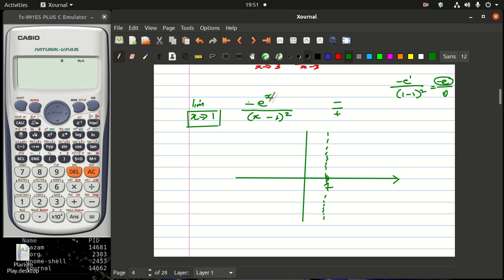So for this one, whatever value I plug in here, e to the power x is going to be positive, but because of this minus sign, it's always going to be negative. A negative divided by a positive is going to be negative, which means the function here is going down. So the limit as x approaches 1 from the right of minus e to the power x divided by (x minus 1) squared is equal to negative infinity.